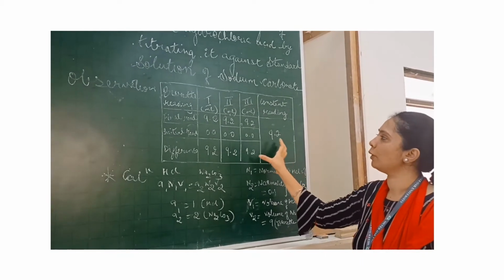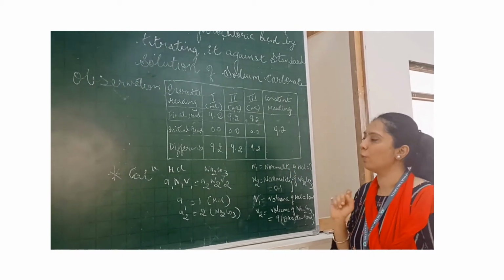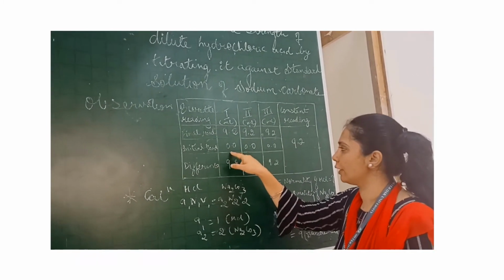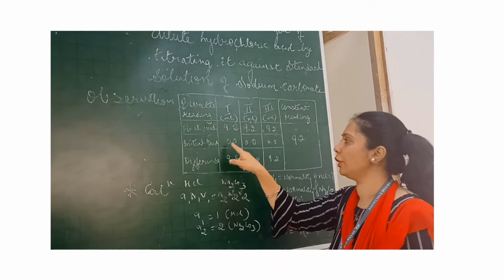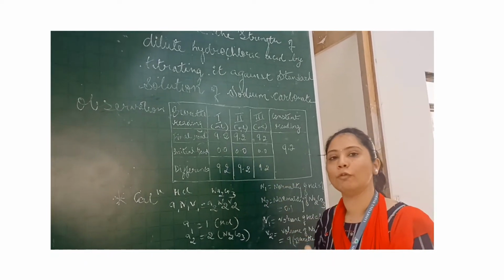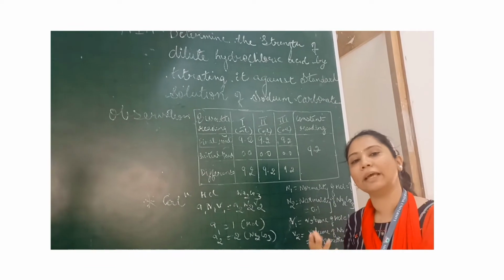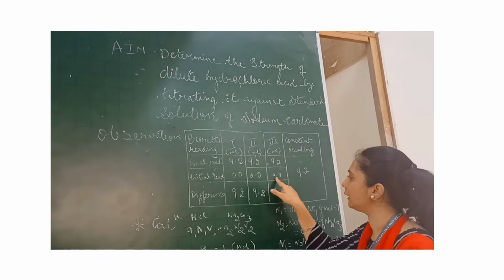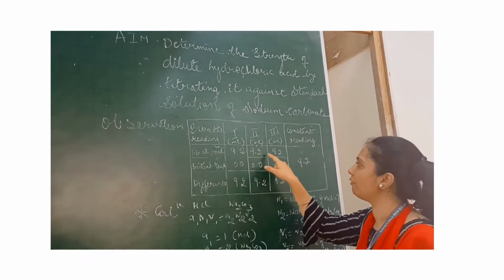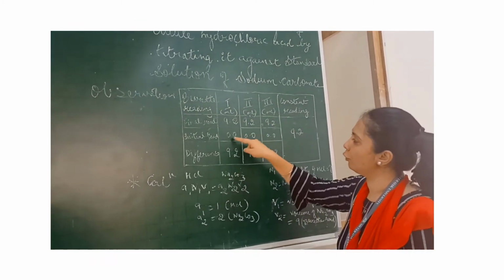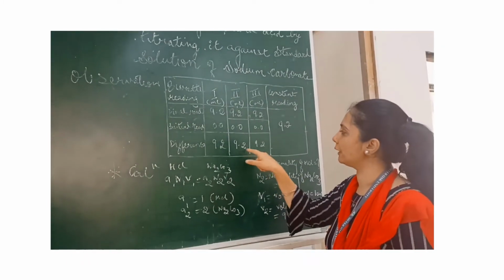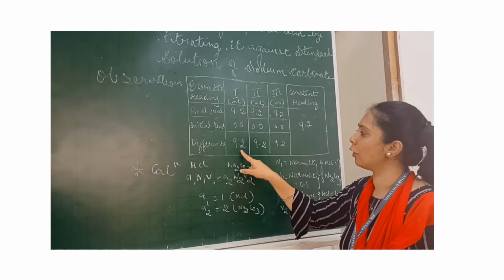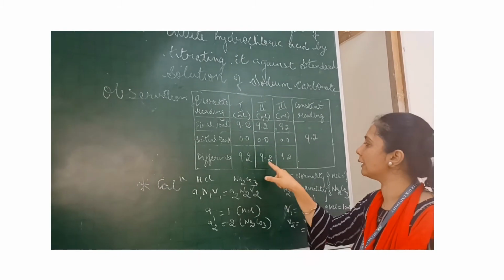Okay, so in this way you will prepare a table where you will write down final reading and initial reading. Children, initial reading will always be 0, as we are marking up to 0 and then performing the practical. Final reading will be whatever your burette reading is, and when you subtract both of them you will get the answer, that is the difference. 9.2 minus 0, so you will always get 9.2. So that is the difference.